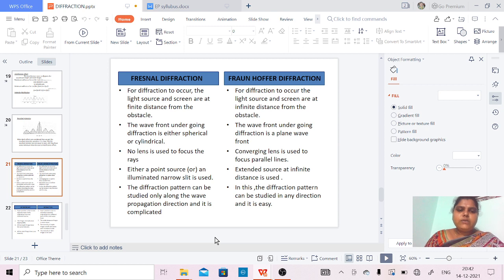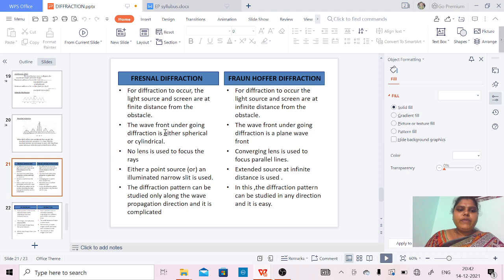In Fresnel's diffraction, for diffraction to occur, the light source and screen are at a finite distance from the obstacle. So the distance between the source and the screen should be finite. Whereas in the Fraunhofer case, for diffraction to occur, the light source and screen are at an infinite distance from the obstacle.